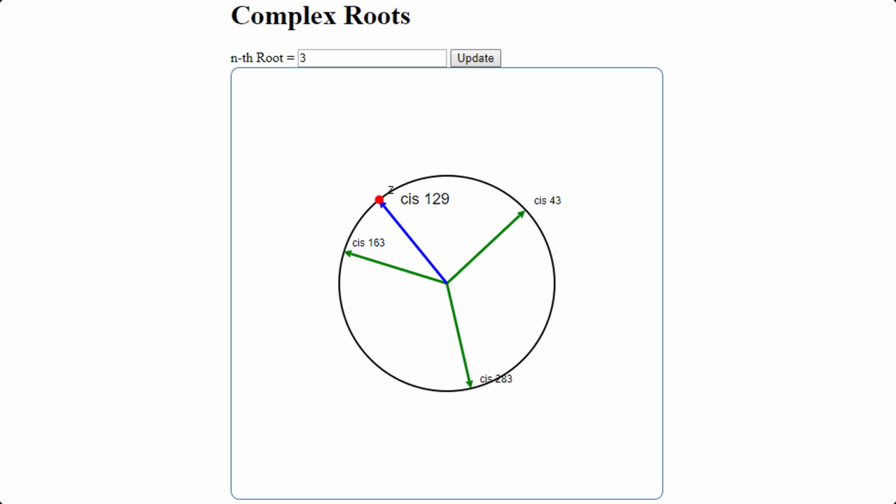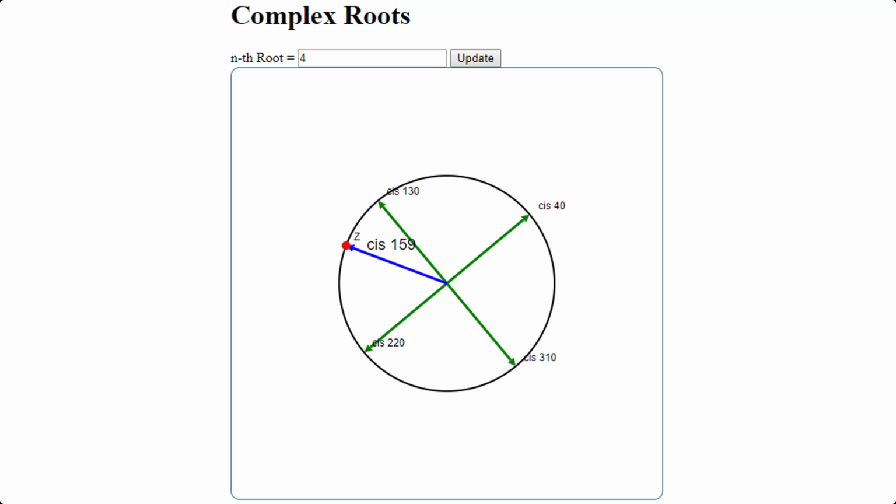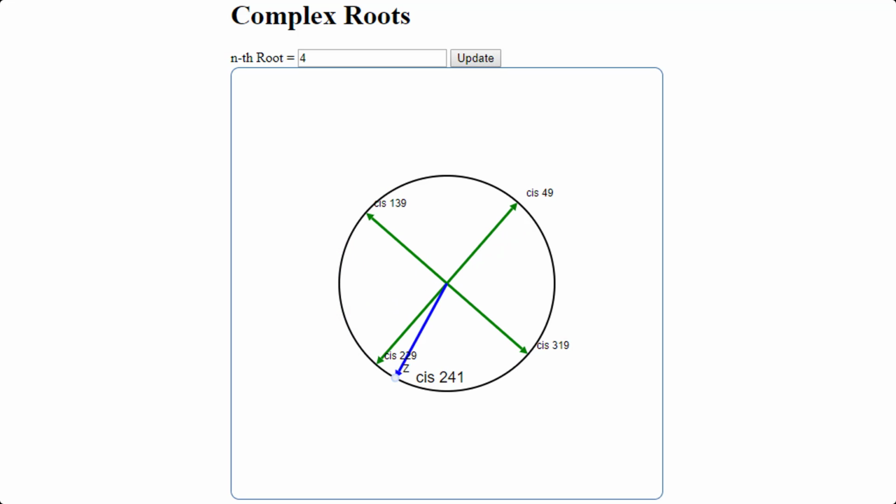And even if you increase the number of roots, so let's say I have 4 roots, then the solutions equally portion that unit circle based off of your input value. Let me get it right at 270. There we go.